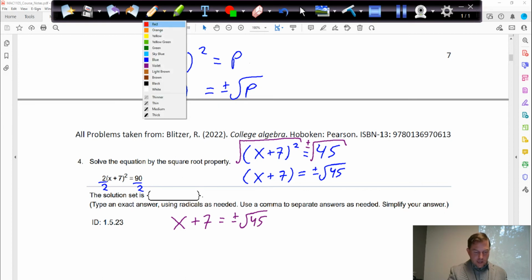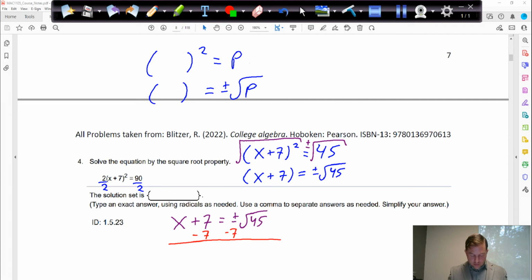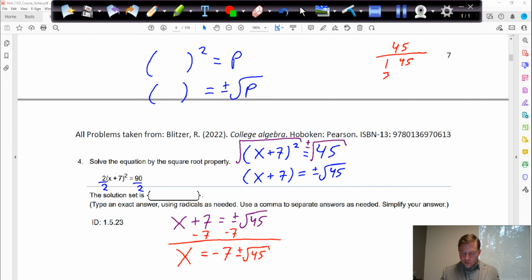And now I want to isolate x, so I subtract 7 from both sides. Now be careful. Minus 7 and a square root number are apples and oranges. You cannot combine those. So you're just going to write minus 7 plus or minus the square root of 45. Now the square root of 45, you can factor that. So if I look at the factors of 45: 1 and 45, 3 and 15, 5 and 9, and that's where I can stop.